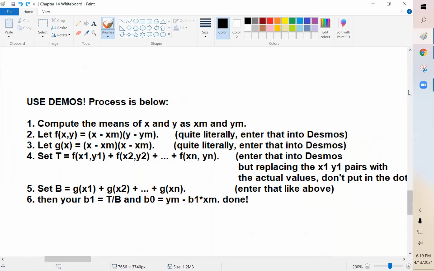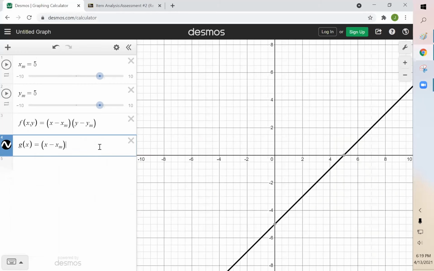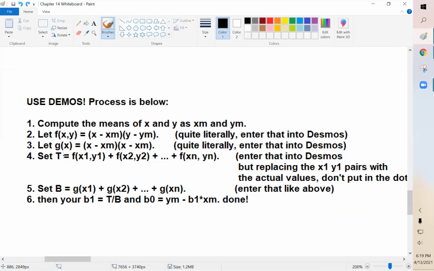The G is going to be the denominator. So we have G is equal to x minus xm. You can just square it, or if you want to write out the second one, that's fine. Again, that's our denominator. At this point, the next thing I do, you'll see I set t equal to these sums of f's and b. The t means top. If you want to literally write in top, go right ahead. I just use t. B means bottom.